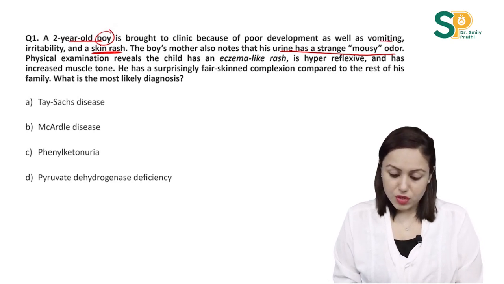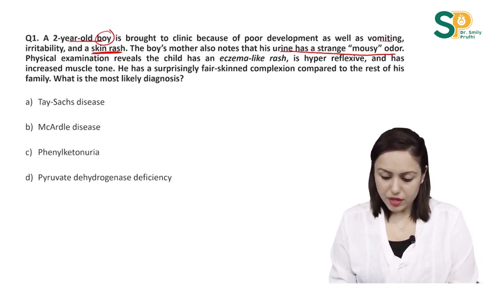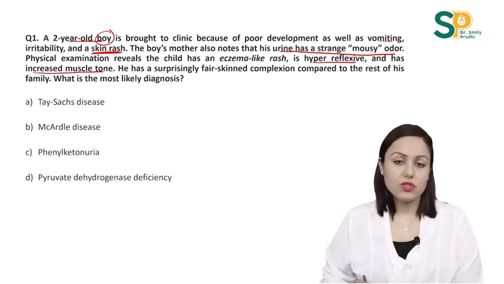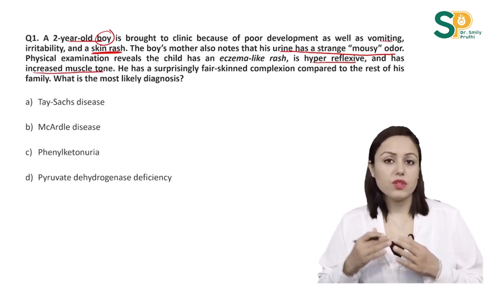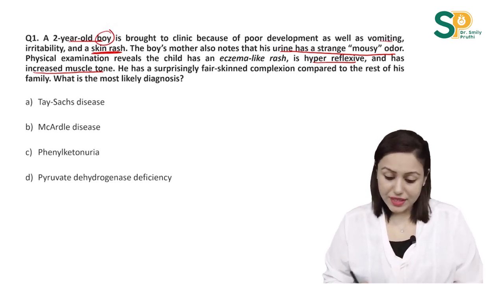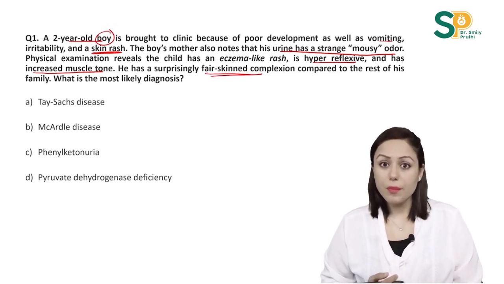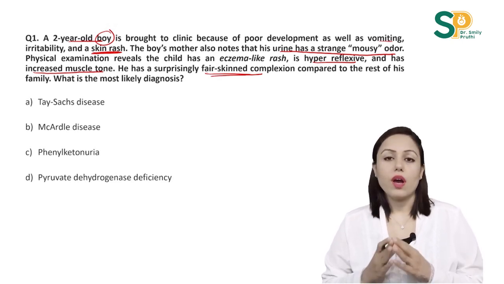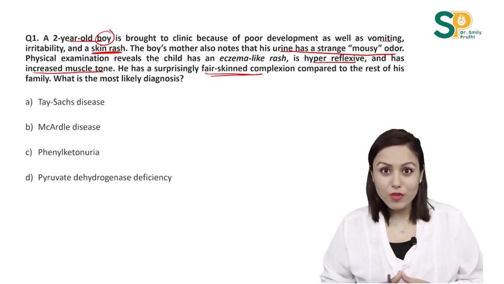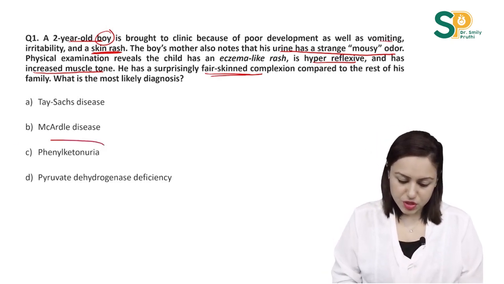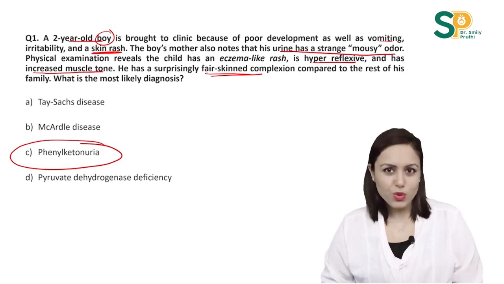Then, physical examination reveals the child has an eczema-like rash. The child is hyper-reflexive and has increased muscle tone. So, exaggerated reflexes and hyperactivity. He has a surprisingly fair skin complexion compared to the rest of his family. Very important sign. What is the most probable diagnosis? So, our diagnosis can come from just one word of the question, that is mousy odor of urine and body fluids. And these patients are patients of phenylketonuria, right?